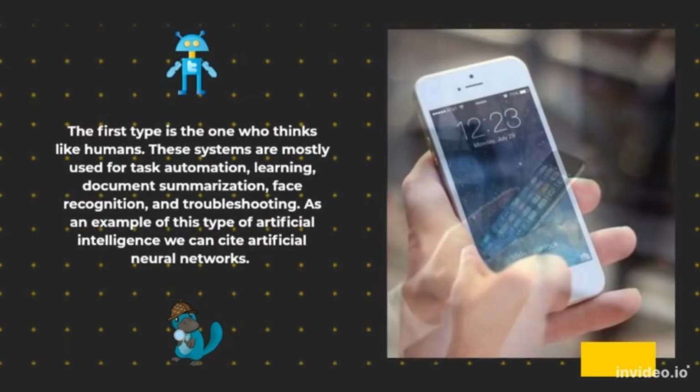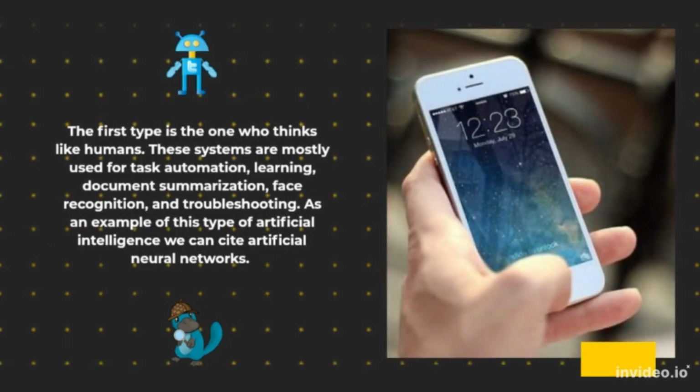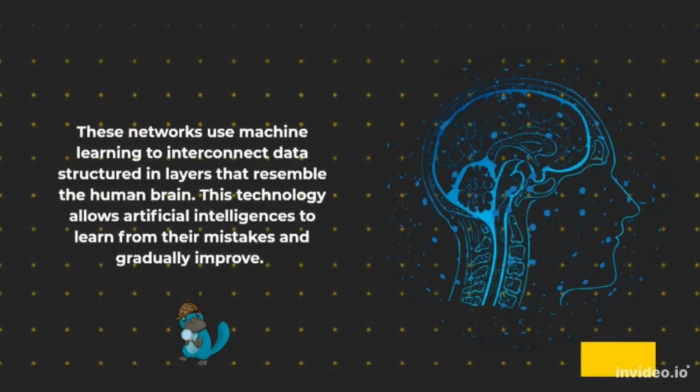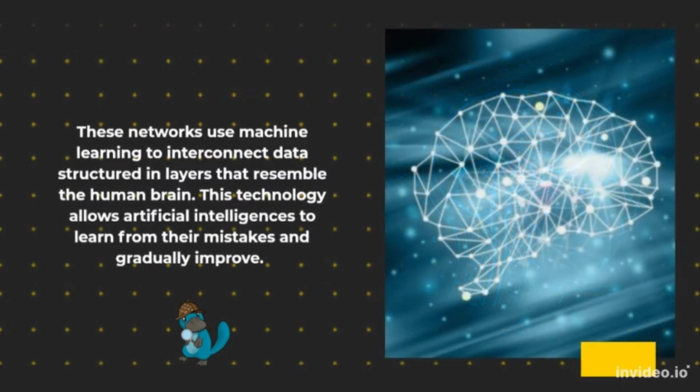As an example of this type of artificial intelligence, we can cite artificial neural networks. These networks use machine learning to interconnect data structured in layers that resemble the human brain. This technology allows artificial intelligences to learn from their mistakes and gradually improve.